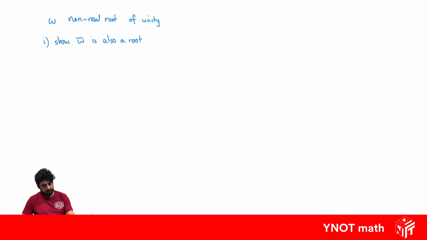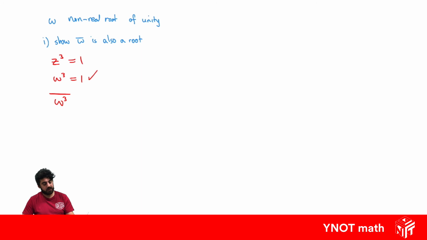So that means if we have some equation, z cubed equals 1, because this is a cube root of unity equation, we know that w is a non-real root of unity, which means that we could sub in w and the equation would hold true. So this equation would hold true. And we want to show that the conjugate of w is also a root. So let's go ahead and take the conjugate of both sides, because it'll still be true.